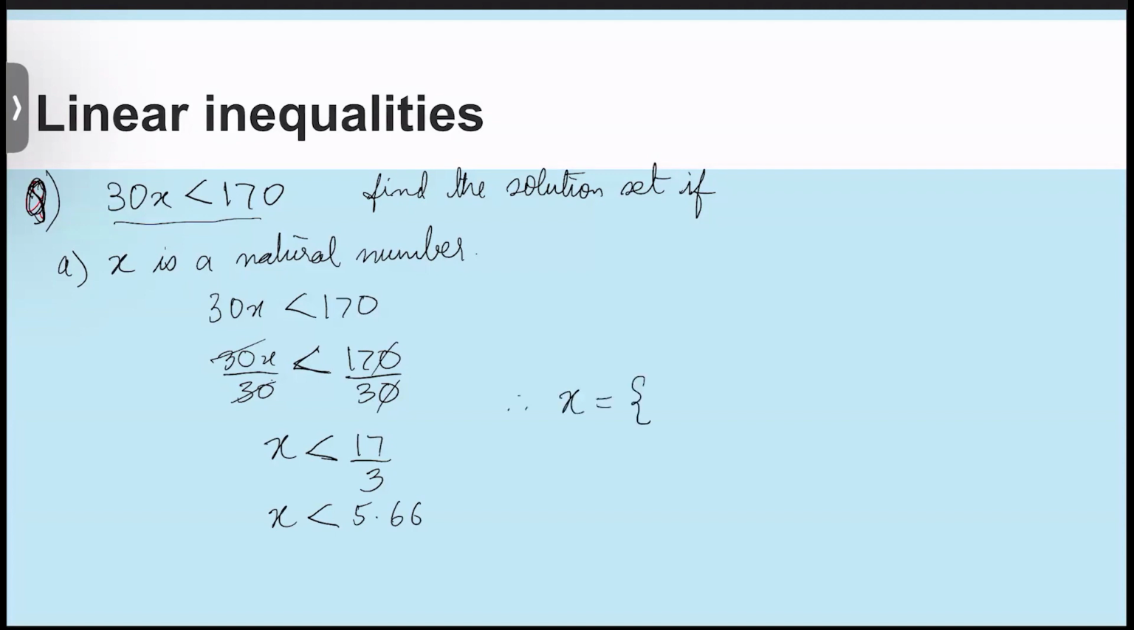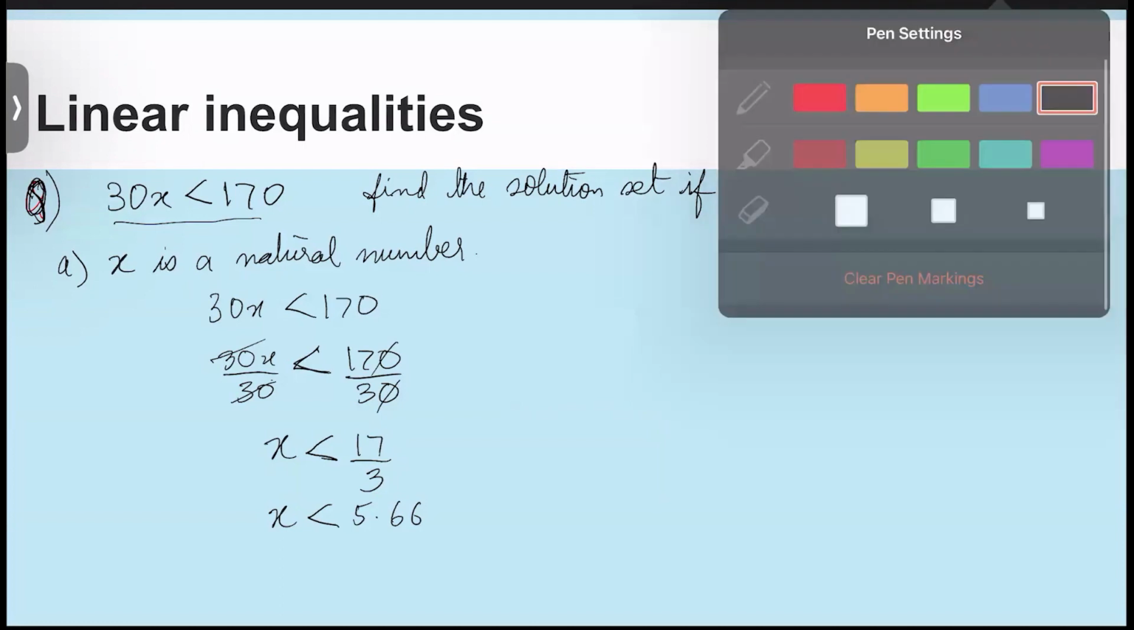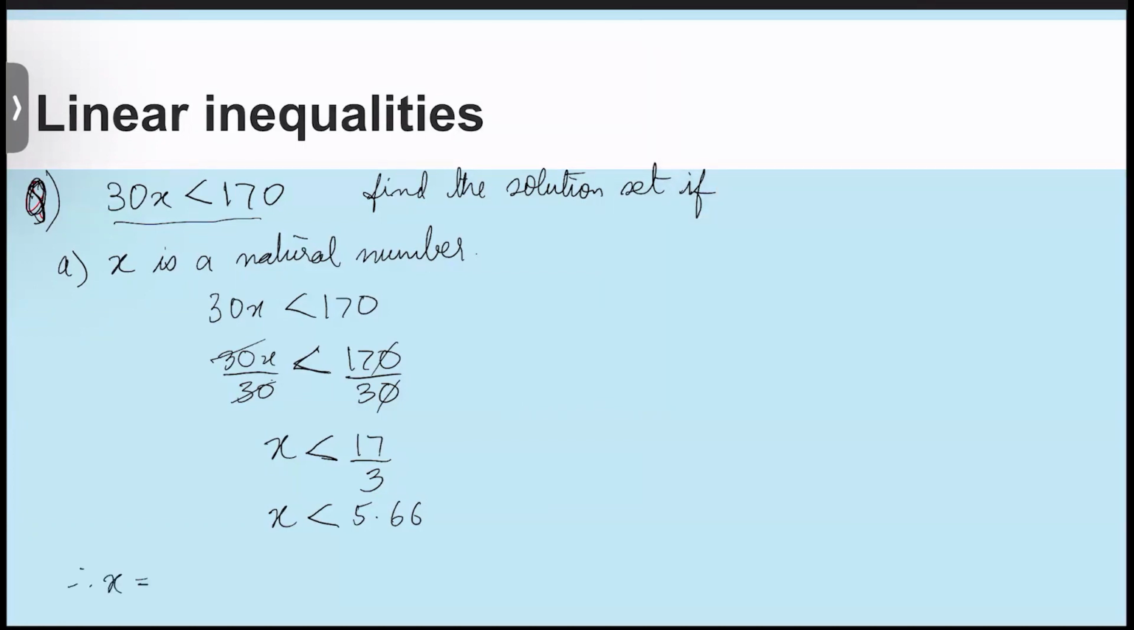will start with 1, because we are considering natural numbers. So you have 1, 2, 3, 4, and 5. We will stop at 5 because it has to be less than 5.66. So this is the solution when x is a natural number. I'll write it down below. Therefore x is equal to 1, 2, 3, 4, and 5.